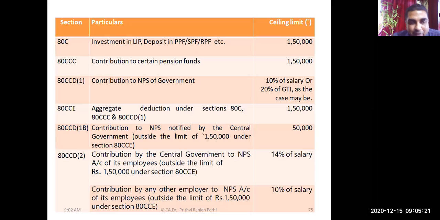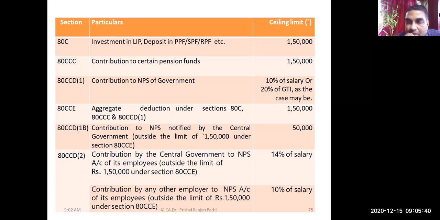Otherwise, it may appear to be quite confusing because students many times get confused. What is CCC? What is CCD? What is CCD1? What is CCD1B? What is CCD2? So only the section headings or section numbers might be confusing. The actual things are very simple. But still, let me summarize here.